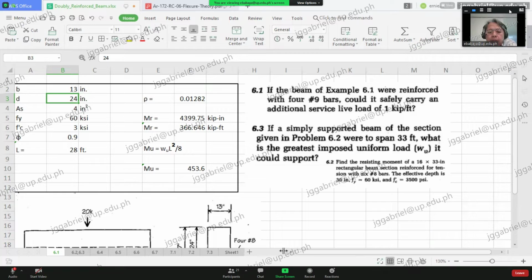It's very convenient to use the Excel file in computations. It's just that you have to be familiar how to use it and then how to write formulas. Okay, so let's start with problem 6.1. It says if the beam in example 6.1 were reinforced with number 9 bars, could it safely carry an additional live load of 1 kip per foot?